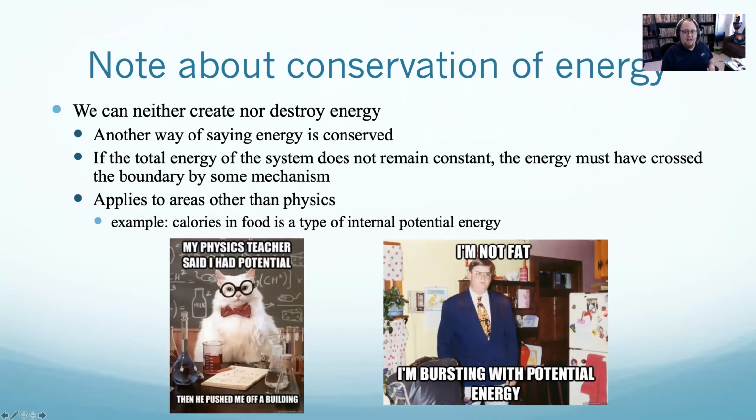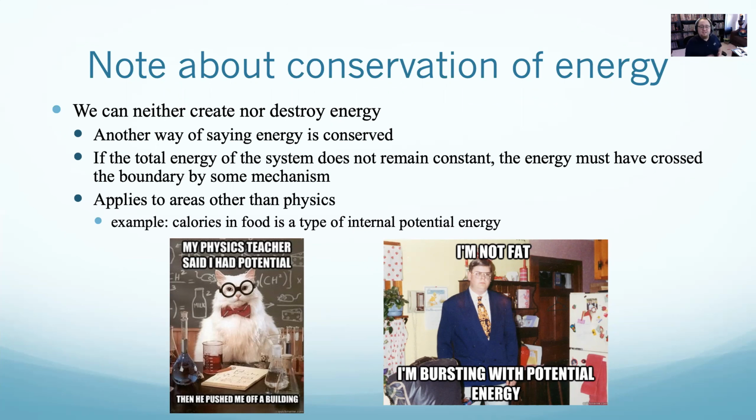In general, energy cannot be created or destroyed. The total energy of a system will always be constant. If it doesn't remain constant, it must have crossed the boundary. That just means that if you look at something and you say, hey, look, energy is not conserved here, it means, no, it went somewhere else, you just missed it. It can go to a lot of things.